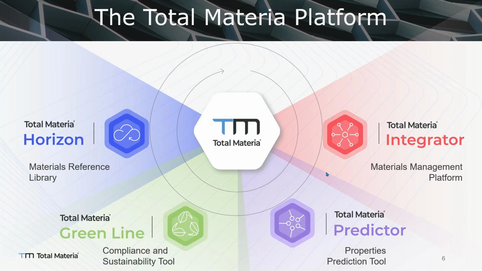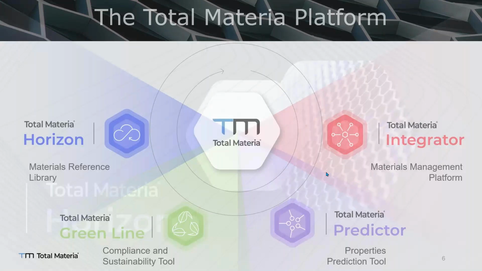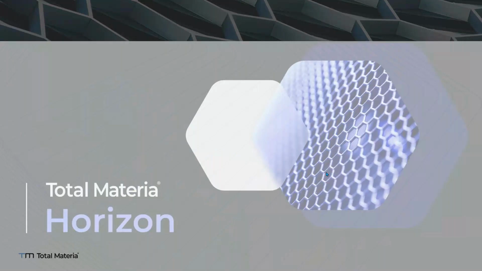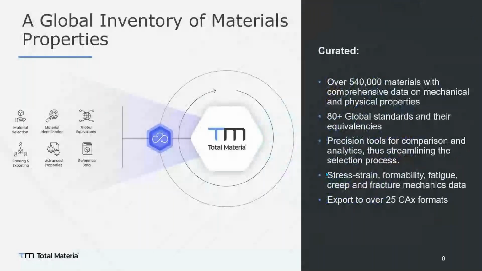So now we're going to go into more detail on each of these 4 tools and how that could help from a materials engineer perspective, simulation perspective, on how you could get the right materials information into your organization. So firstly, Horizon, as I mentioned, that is our bread and butter. We have a lot of curated materials information there, over 550,000 designations now.